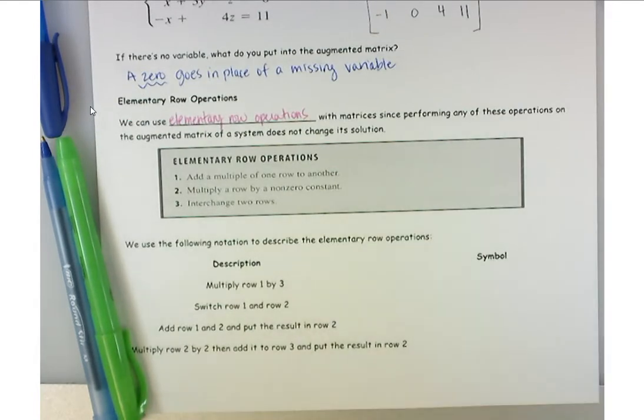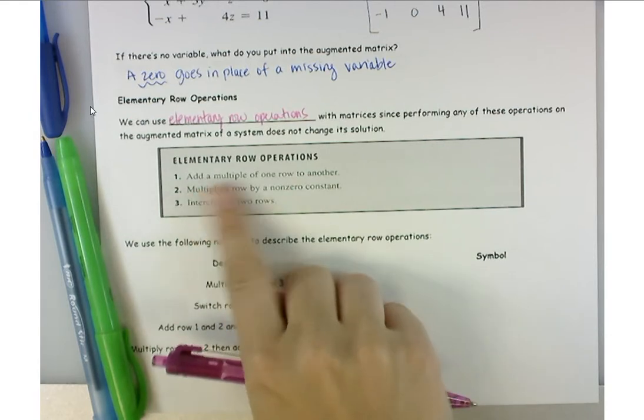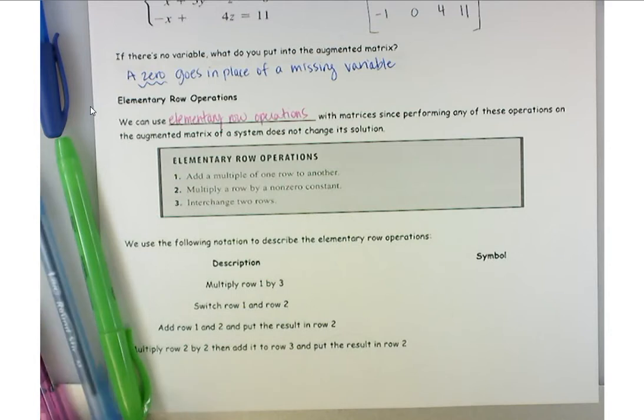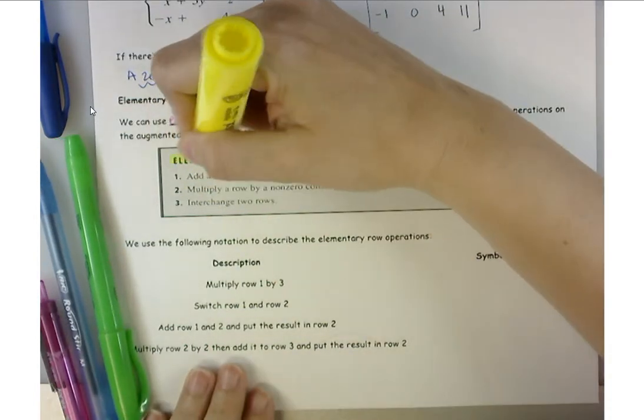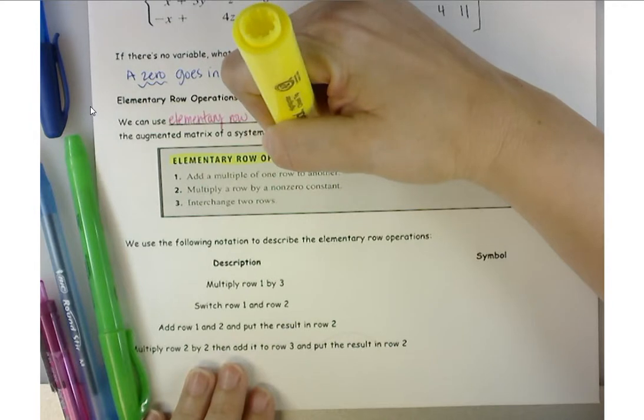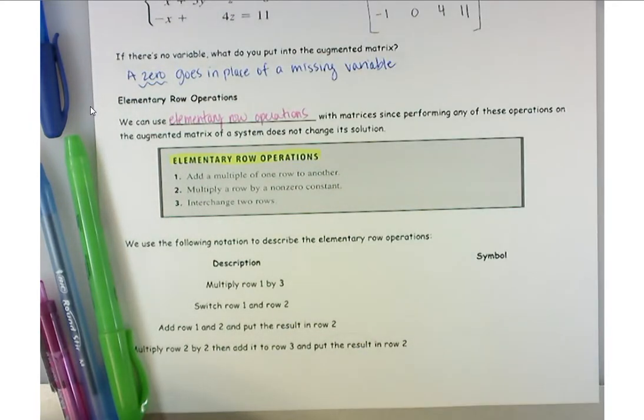Basically, the elementary row operations are going to be the same operations you can do with any linear equation. Okay, so what we're going to do is we're going to read over these and then we're going to translate them in our own words. So go ahead and read them to yourself real quick, because I'm going to go in a different order.